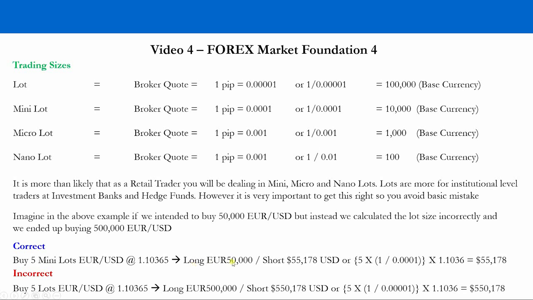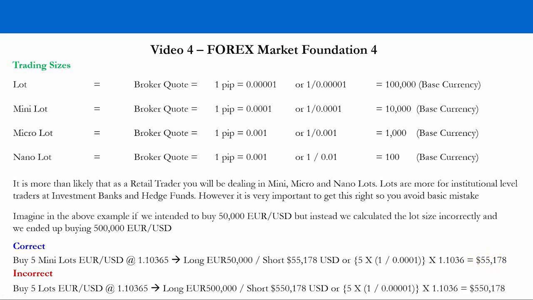So going long 50,000 euros, on the other side, our exposure and our P&L will be expressed in US dollars. So this is equivalent to 55,178 US dollars. Or we work this out as 5 contracts, 5 mini lots, times 1 divided by 0.0001, the pip value on the broker's platform, multiplied by the exchange rate that we buy at. And that is equivalent to the 55,178 exposure.